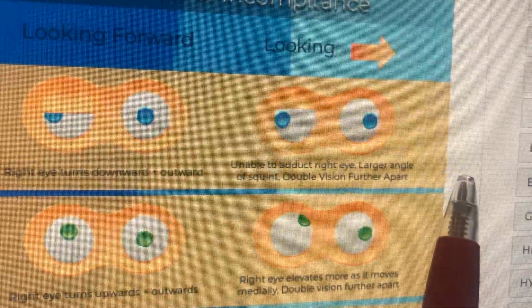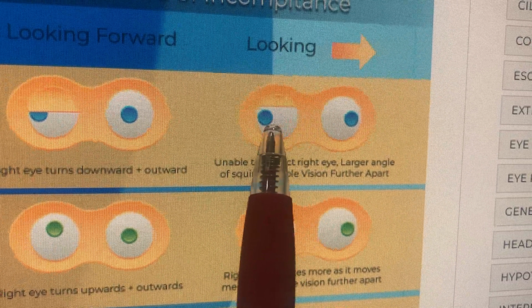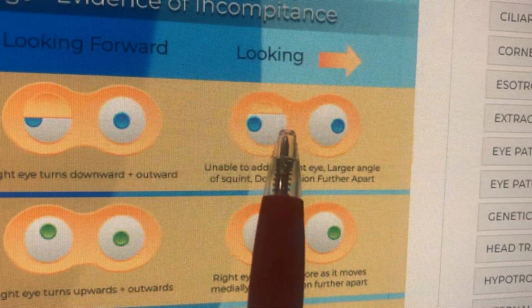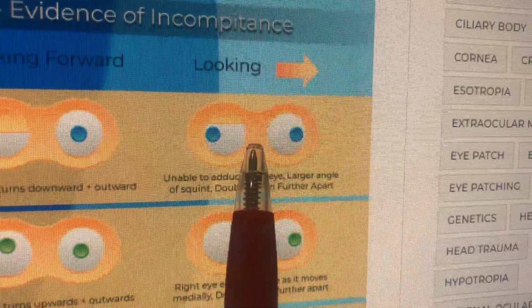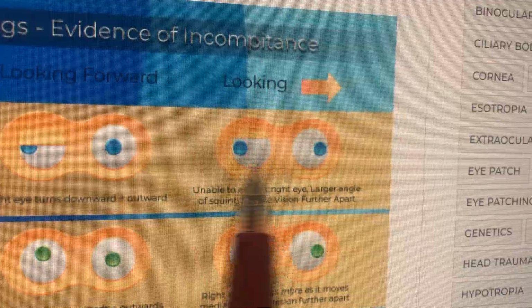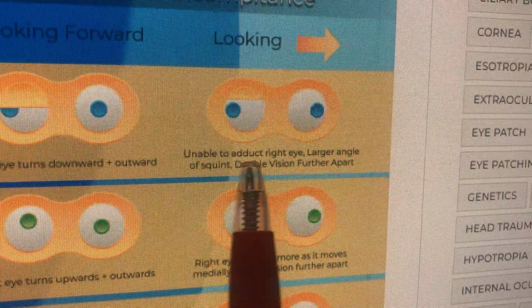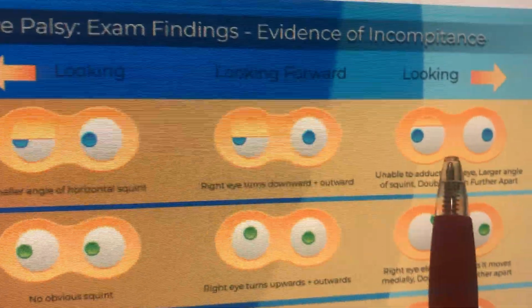and it says your right eye turns downward and outward. In this situation, when you ask them to look towards the left, again, this eye is technically supposed to be looking towards the nose, remember the nose is here in the middle. If this eye is supposed to be looking towards the nose, it doesn't because of the third nerve palsy. It cannot adduct, meaning towards the nose, and therefore it goes outwards. So here it is, unable to adduct the right eye, larger angle of squint, double vision further apart. So there will be double vision here.